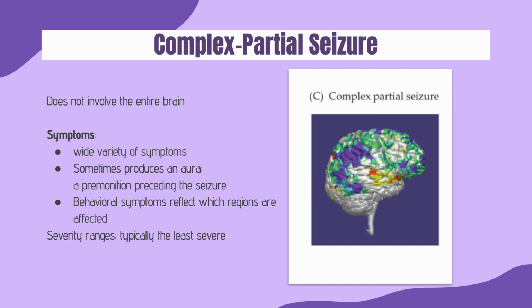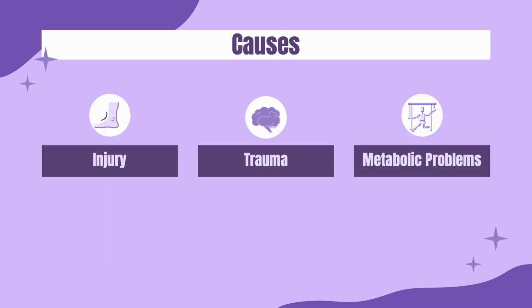People have unusual muscle activity or are just unaware of what's going on in the environment, just like the last two seizures, as well as a variety of other things. And so the severity is generally less than the other two, but it will range substantially.